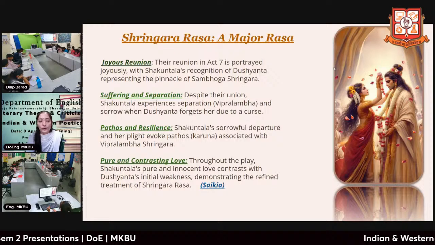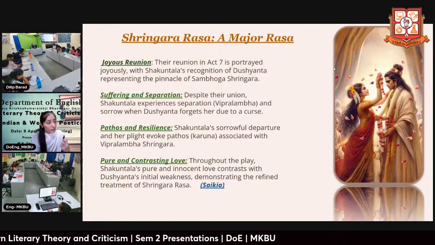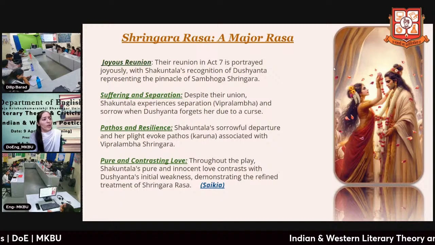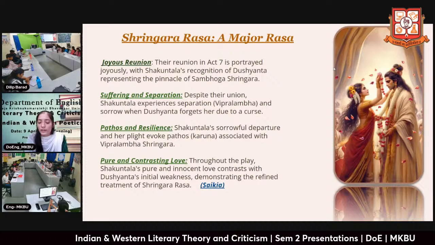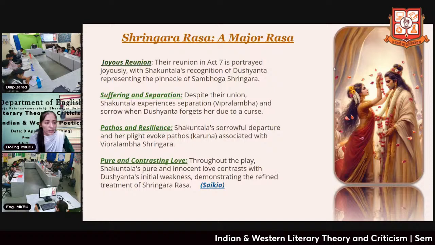At first they united through a Gandharva tradition marriage, and after that Dushyant leaves Shakuntala and promises her, "I will come back and we will have a life together, and I will be here for you." And after that, sometime in Act 4, we find that Rishi Durvasa curses Shakuntala that her husband will forget her, and after that we find their reunion, their suffering and separation.